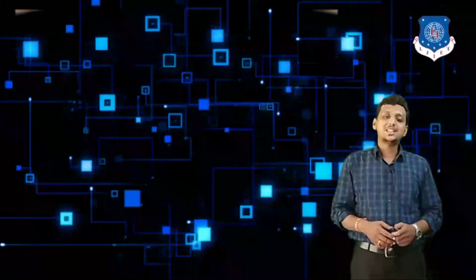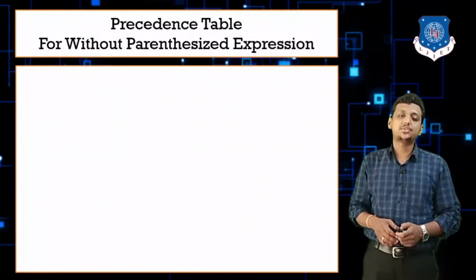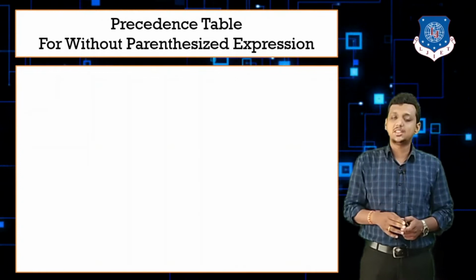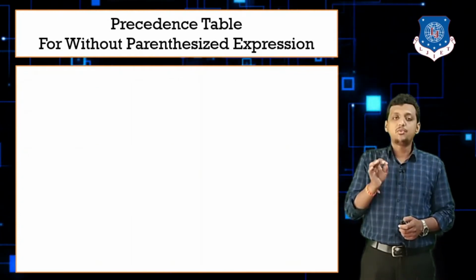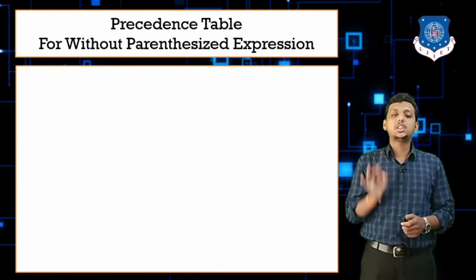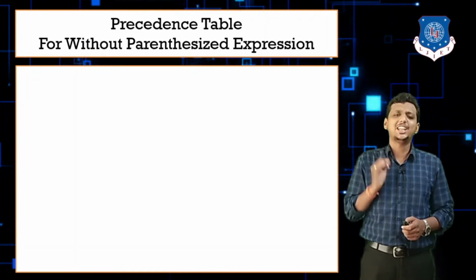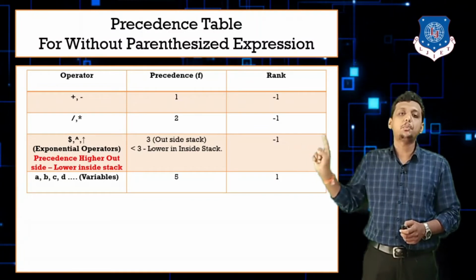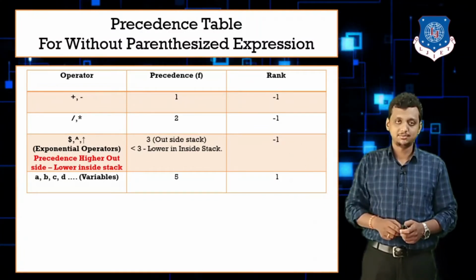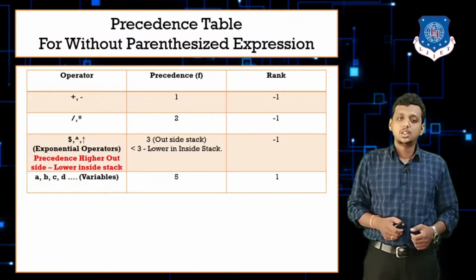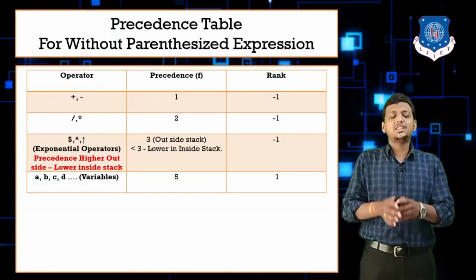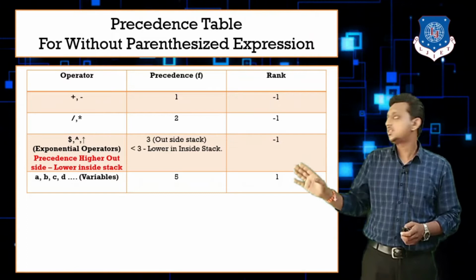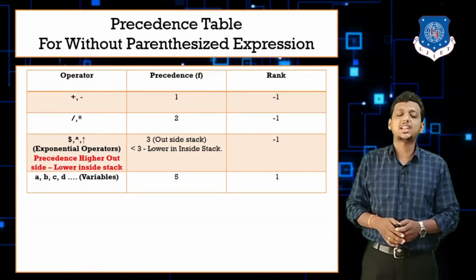So let's learn the precedence table for the conversion of infix to postfix without parenthesized expression. Remember, I am repeating this phrase, without parenthesized expression, again and again because this precedence table is only for the without parenthesized expression. Okay, so let's take a look at it. In the very first column, we have the symbols. Next we have the precedence, and next we have the rank.